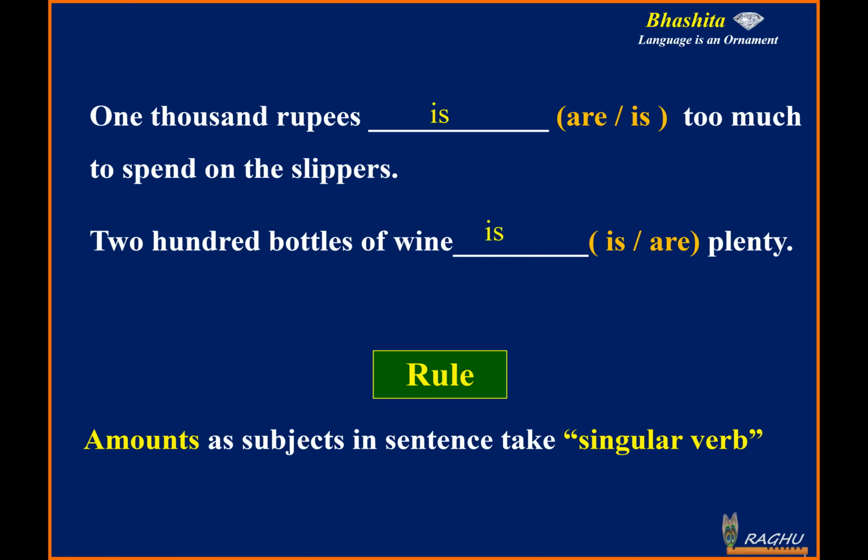Same answers. 1,000 rupees, it is a singular, so it takes singular verb "is", too much to spend on the slippers. The second sentence is 200 bottles of wine is plenty. Students, hope this rule is very clear to all of you.